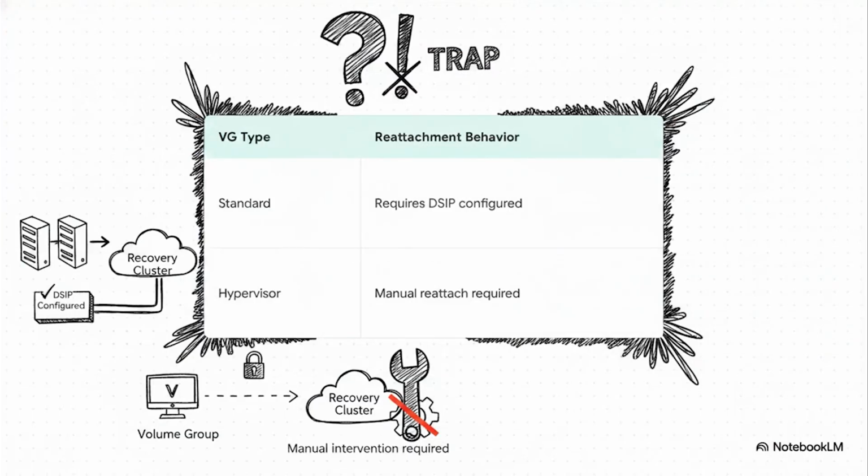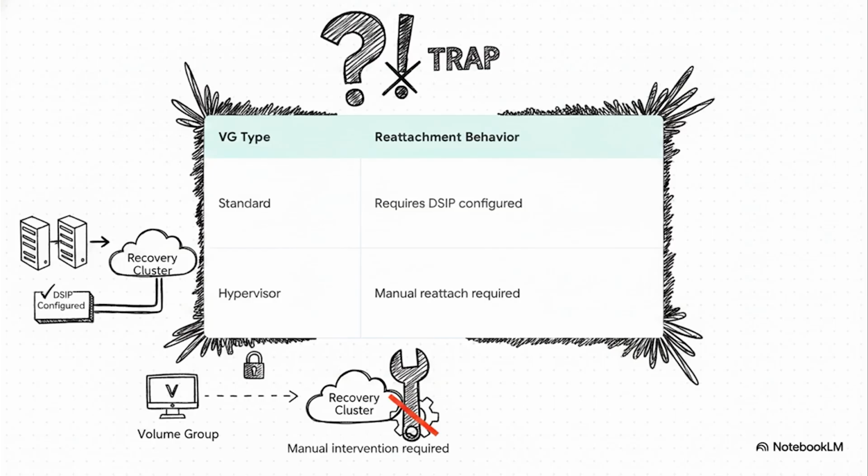Okay, here is a classic exam trap that catches a lot of people off guard. It's all about volume group reattachment. For your standard VGs, you absolutely must ensure the Data Services IP, or DSIP, is configured on the recovery cluster. Otherwise, it simply won't reattach successfully.